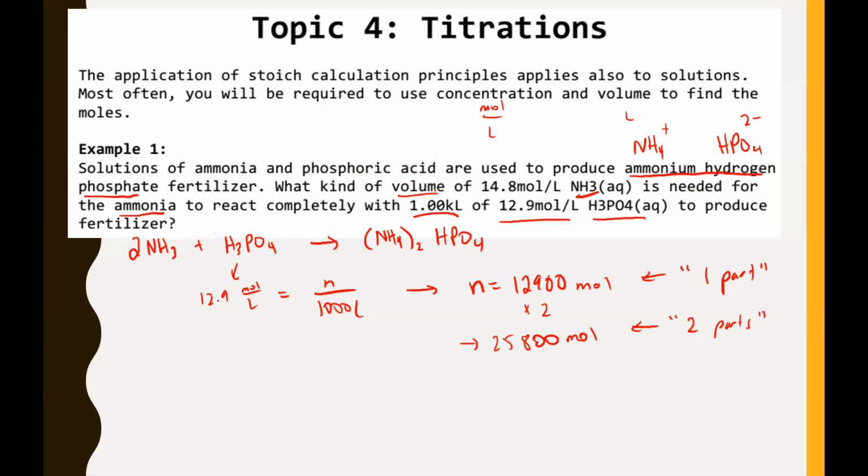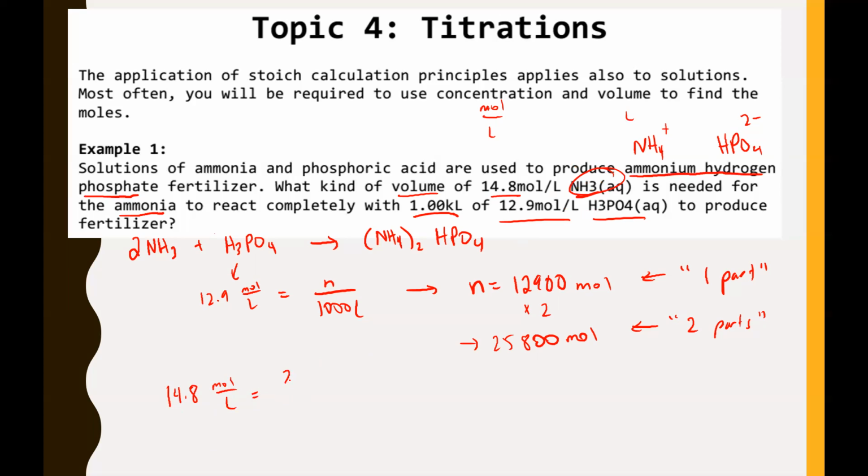Cool. Now, the reason that we need that is, remember, we're trying to find the amount of ammonia, in terms of a volume, that is, needed to react with this amount of H3PO4. So in order to do that, we would need this many moles. And if we're looking for volume, we can just use the concentration and the moles, right? So we can just use the concentration of ammonia, 14.8 moles per liter. That was a concentration of ammonia, right?